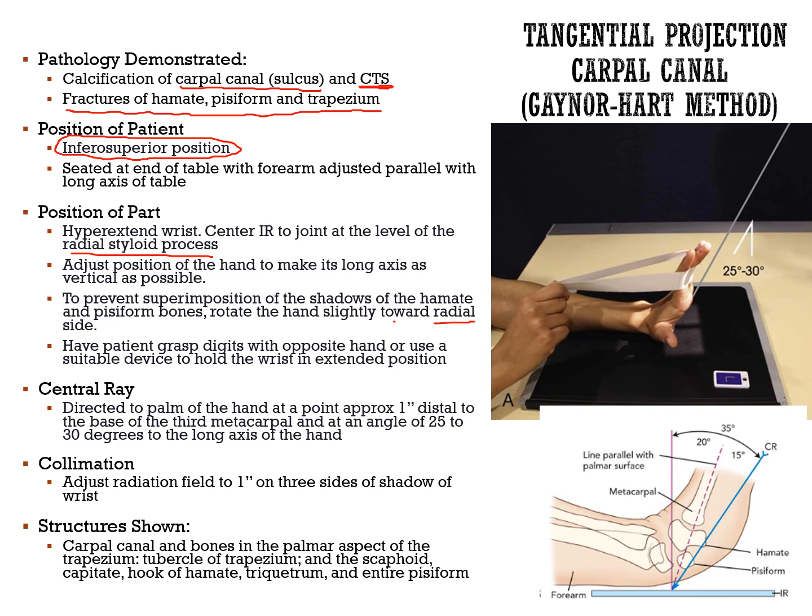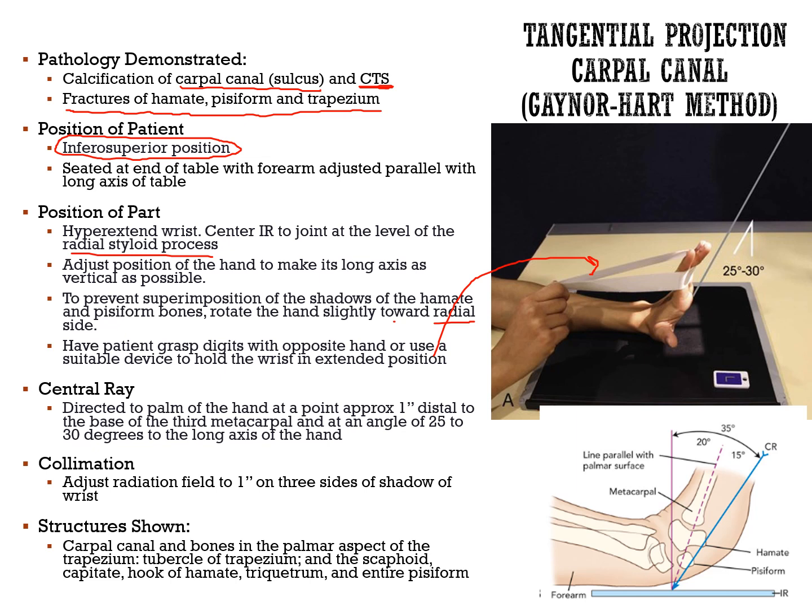Have the patient grasp the other digits with the opposite hand or use a device such as shown here to hold the wrist in extended position. And this is a great tool to use, just using tape or Velcro. We're going to center to the base of the third metacarpal, angle 25 to 30 degrees to the long axis of the hand.